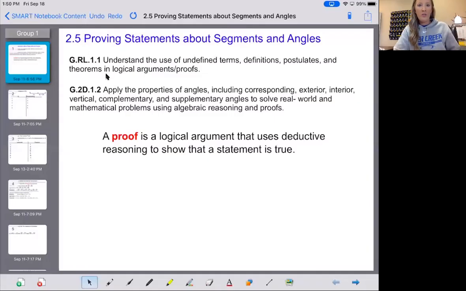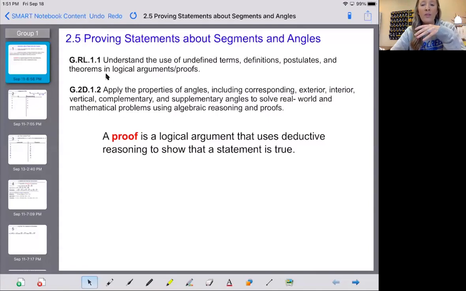We are doing 2.5 today, which is proving statements about segments and angles. If you remember 2.4, we were talking about proofs where we used algebraic reasoning. So we had the addition property of equality, subtraction property of equality, multiplication, division, substitution, and distributive property of equality. Today we're going to be working through proofs like we did yesterday, with all of the statements on one side and reasons on the other.